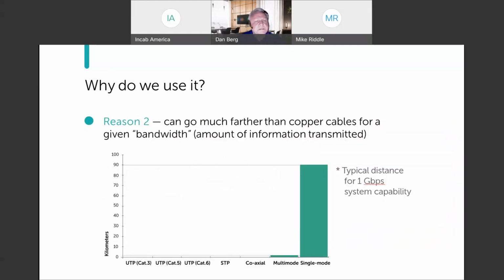The other instance is distance. We can go much further with our data. We can go 100 kilometers with optical fiber, and we can't go anywhere near that with copper cable. And at the end of the 100 kilometers, we're going to have a significant data amount on the other end.